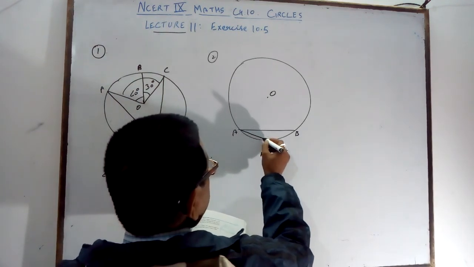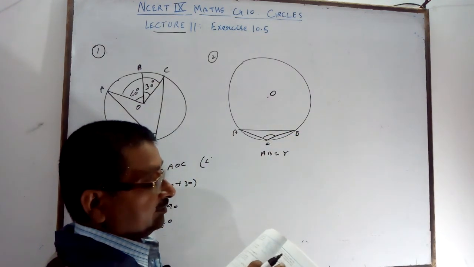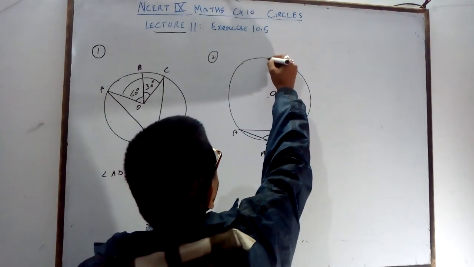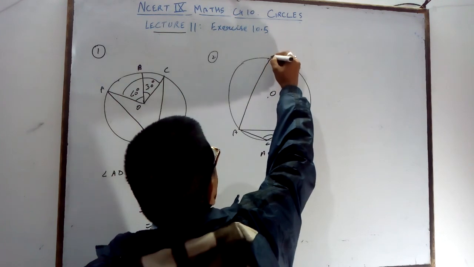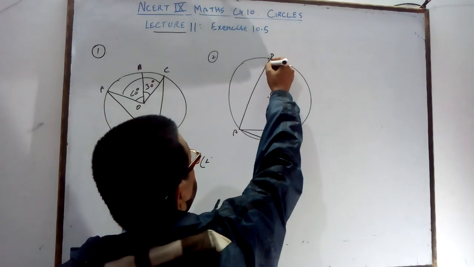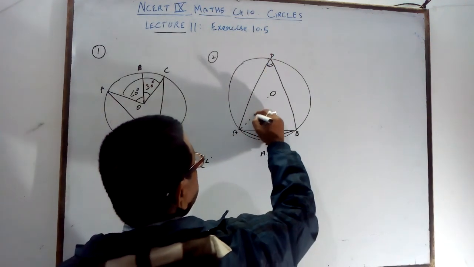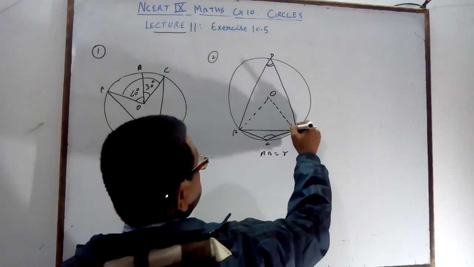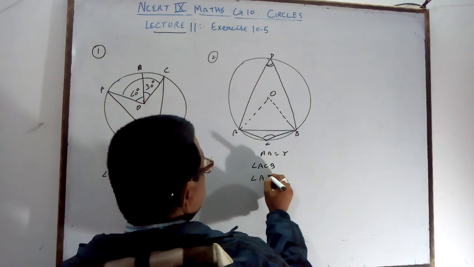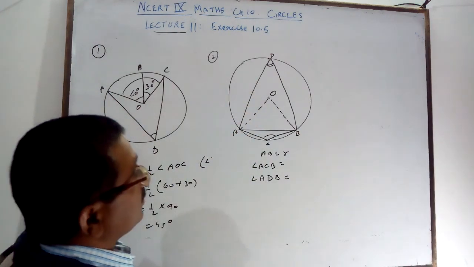This angle you want, and the point on the major arc. The major arc is this. So you want to find out the angle in the major arc. You want to find out this and this. So for this you join the triangle. You want angle ACB and angle ADB. Both the angles you want to calculate.